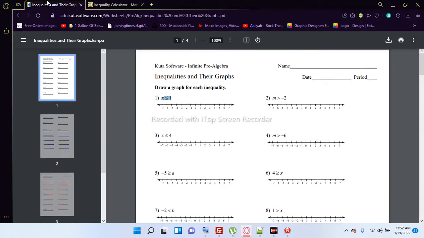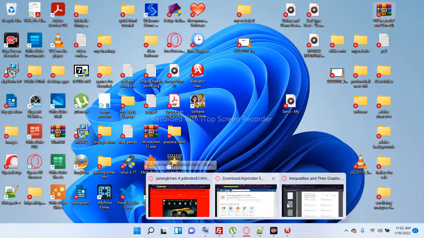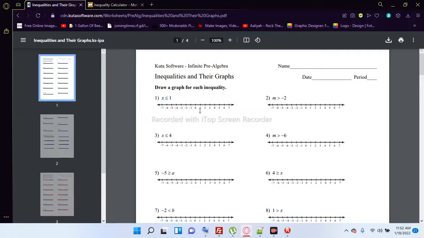So we got x is less than or greater than 1. I don't see less than or greater than 1. Okay. Let's see. 1. It's not going to put it up there.